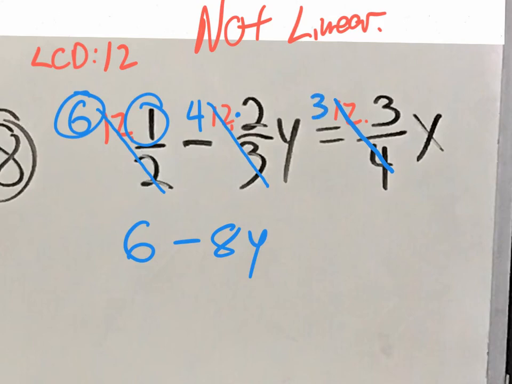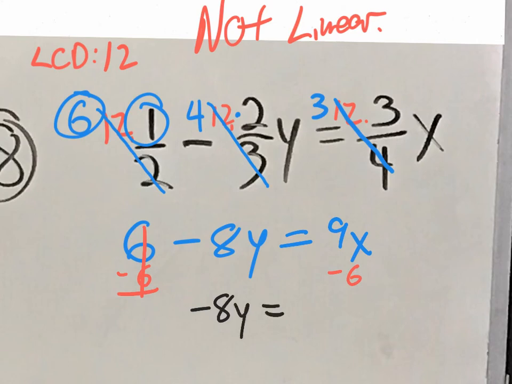And if we think about this, 3 times 3 with an x, what's 3 times 3 with an x? 9x. So we put 9x with an equal sign right there. Is this in standard form now? No. What do I need to do next? Move what? You want to move the 6? Okay, let's subtract 6. I'm going to rewrite it. It's going to say negative 8y equals 9x minus 6.